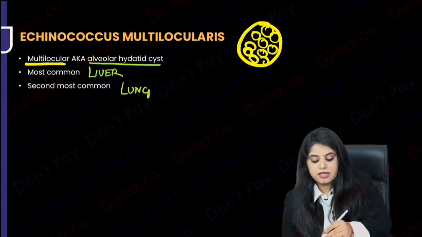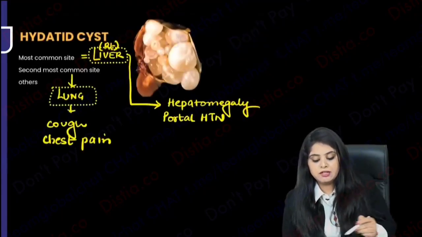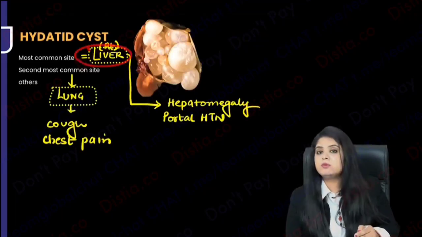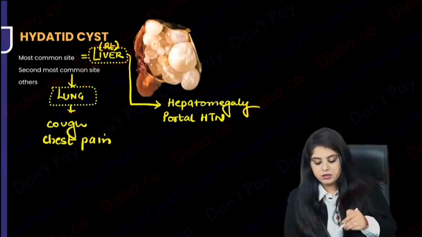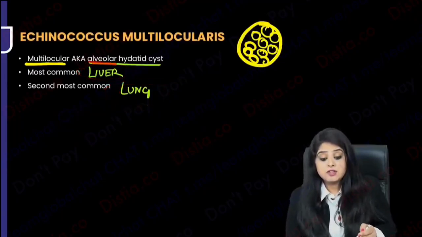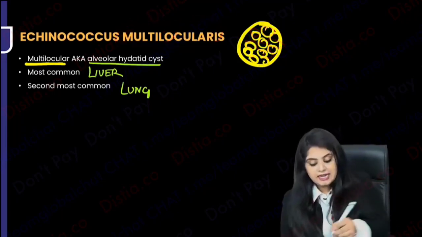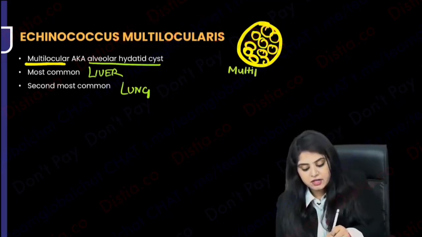is the lung, which was the case in your previous thing also. In the previous situation also, Echinococcus granulosus mein also, the most common was liver and second most common was lung. Here also I'm saying the same thing. Most common is liver, second most common is lung. Then why are we calling it alveolar hydatid cyst? Because the structure looks like alveoli. Multiple locules. That looks like an alveoli. That is why we are calling it the alveolar hydatid cyst.